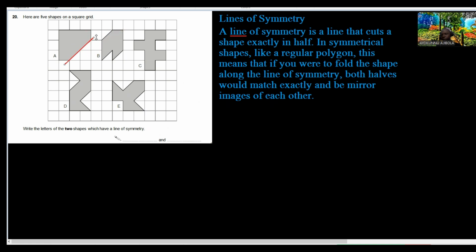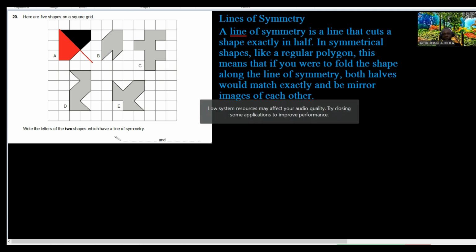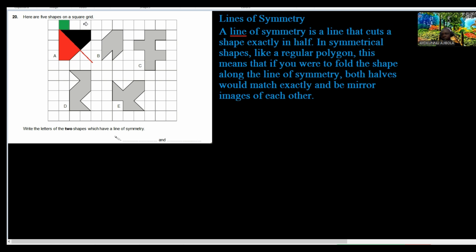Let's consider the first shape. If we cut it this way, let's see, on the grid, cut it this way. Do you think the left portion should be equal to the right portion? Think about it for a few seconds. The red portion is equal to the black portion? Of course it is. How do you know that it is equal? Check the measurement. One, two, three.